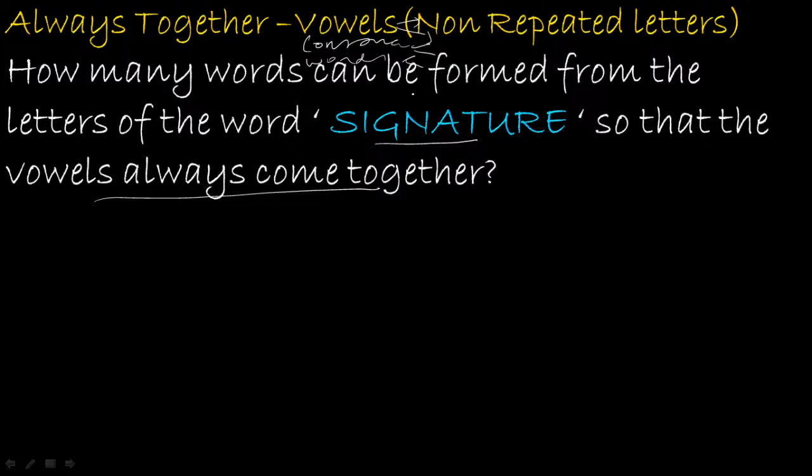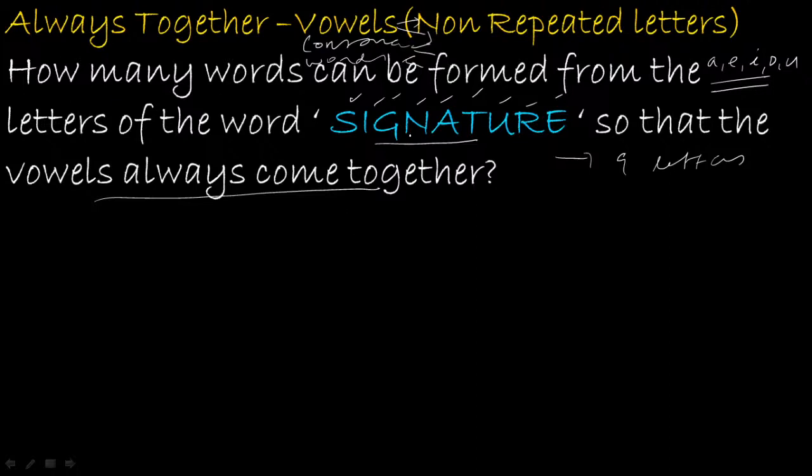Look at the word SIGNATURE. Signature consists of 1, 2, 3, 4, 5, 6, 7, 8, 9, 9 different letters. So the condition is the vowels always come together. Vowels always come together means, you know already what the vowels are: A, E, I, O, U. These are all the vowels in the English alphabet. And the remaining are consonants.